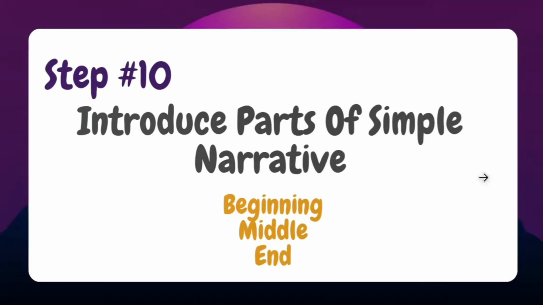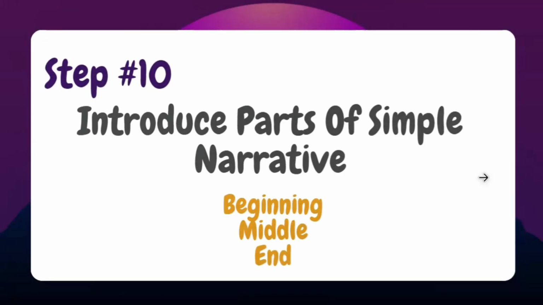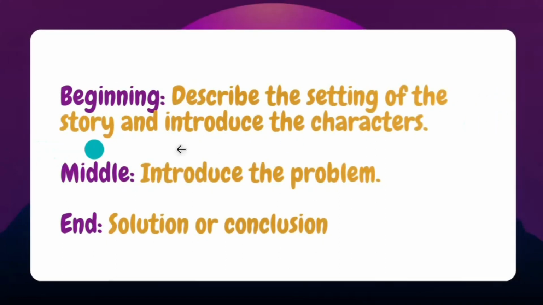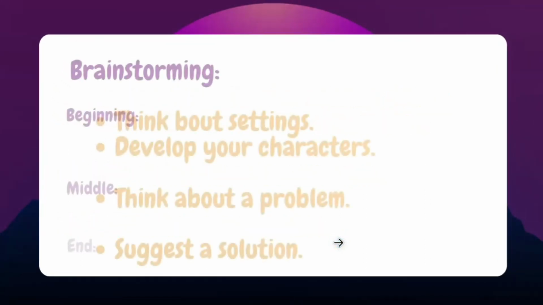Now here's step number 10, and you are introducing simple narrative. So when you are introducing narratives, you need to tell them that you need to divide your story in 3 parts: beginning, middle, and end. What happens in the beginning? The beginning describes the setting of a story and introduces the characters. In the middle, we have a problem because readers like tension. So we need to have a problem in the story, and at the end, this problem should be solved. So you need to come up with a solution or conclusion.